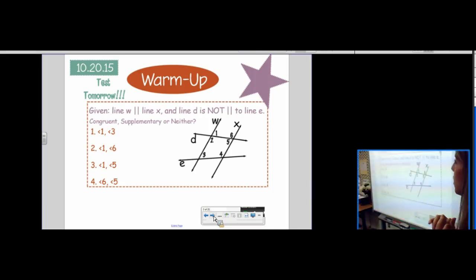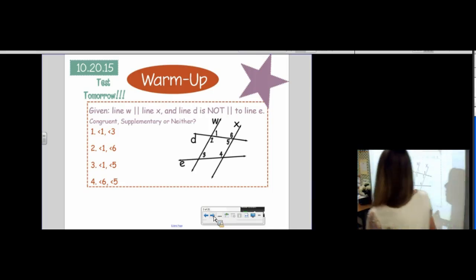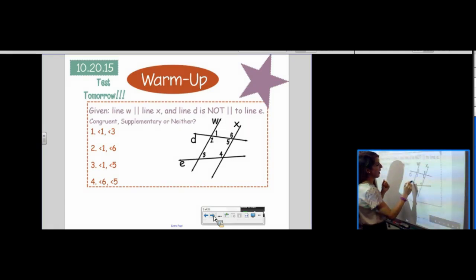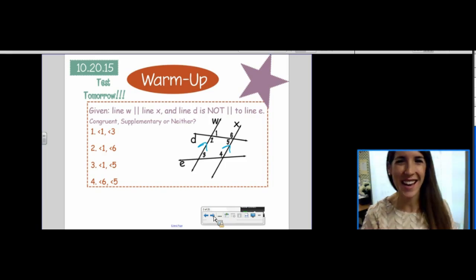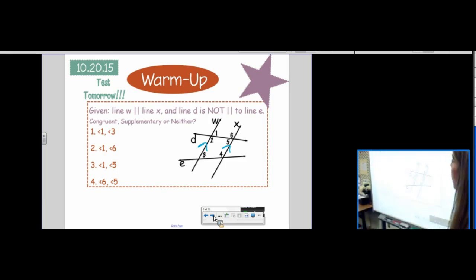Something like this could totally show up on your test. All right, so we know W is parallel to X. I'm going to go ahead and add the markings so that we're reminded that it's parallel. But D and E, they're obviously not parallel. It doesn't even look like they are.